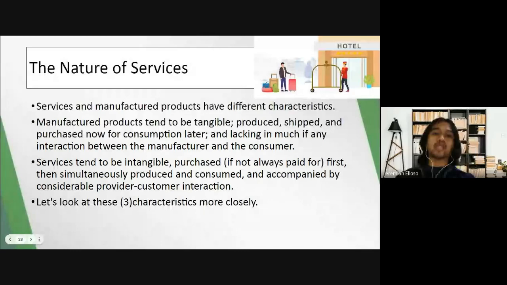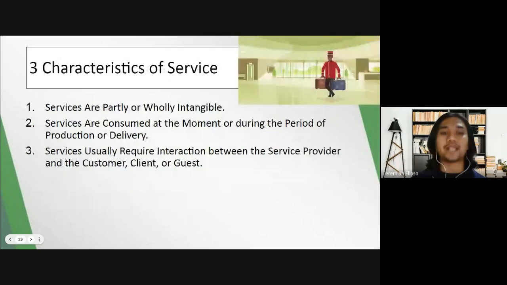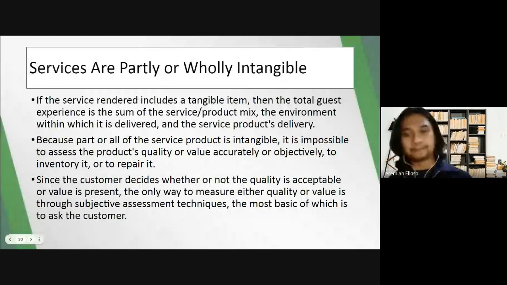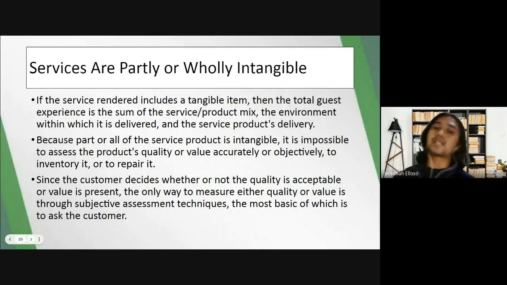Services could be purchased first, and then simultaneously produced and consumed, accompanied by considerable provider-customer interaction, as we have learned in the characteristics of service in our past discussion. Let's take a look at these three characteristics more closely. First, services are partly or wholly intangible, meaning the whole service could be totally intangible, or partly intangible if the service rendered includes a tangible item. Then the total guest experience is the sum of the service or product mix, the environment within which it is delivered, and the service product's delivery.